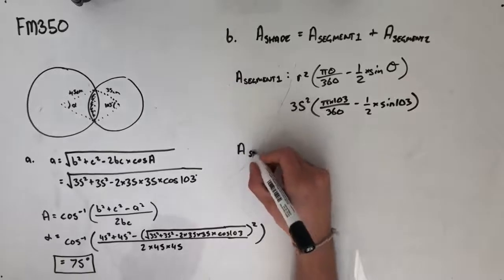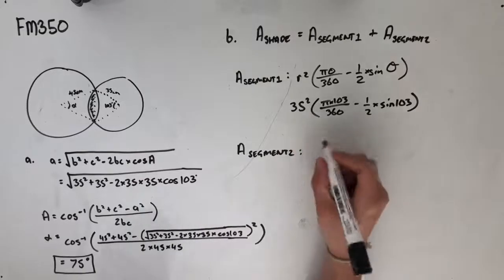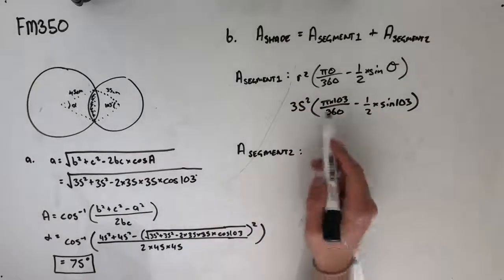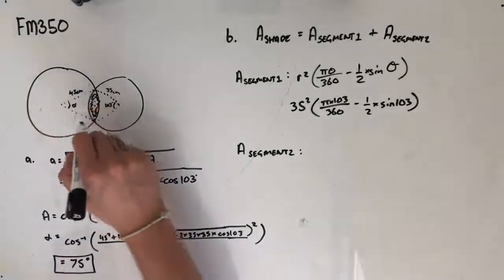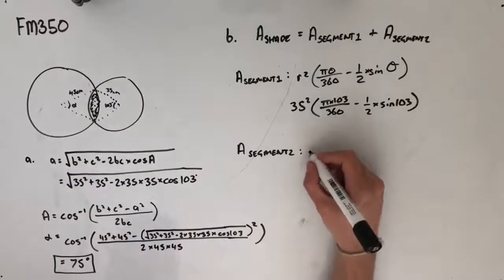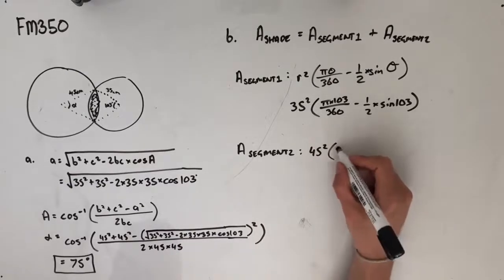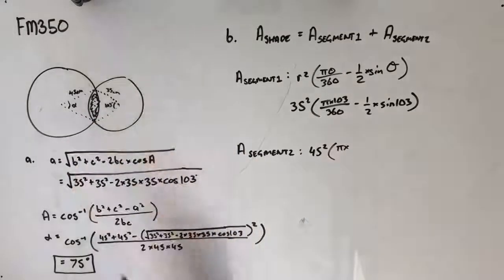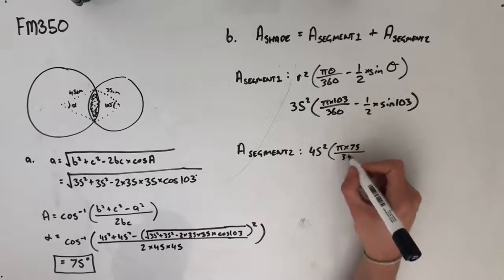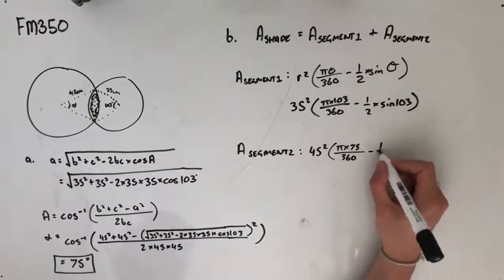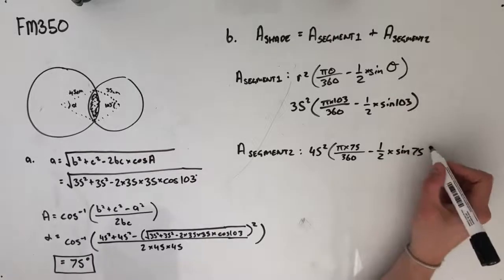The area of segment 2, we're going to use the same base formula, so just inserting the values for this other segment on the right, which uses this triangle on the left. So the radius is going to be 45 squared all over pi times, now we found alpha to have a value of 75 degrees before, so this is all over 360, and we can minus 1 on 2 times sine of 75 degrees.